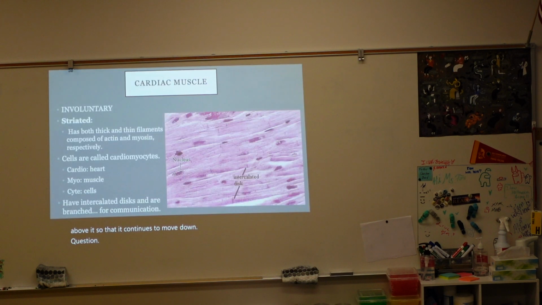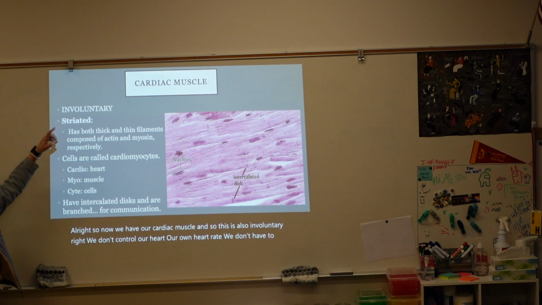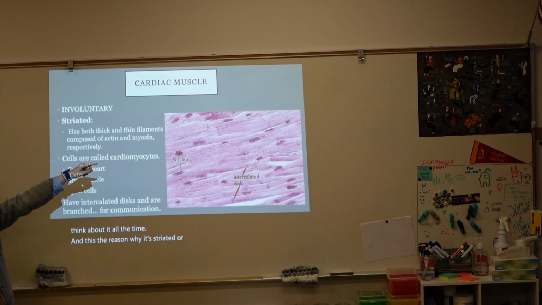Alright, so now we have our cardiac muscle. And so this is also involuntary, right? We don't control our own heart rate. We don't have to think about it all the time. And the reason why it's striated, or it has lines, so you see all those little tiny lines?